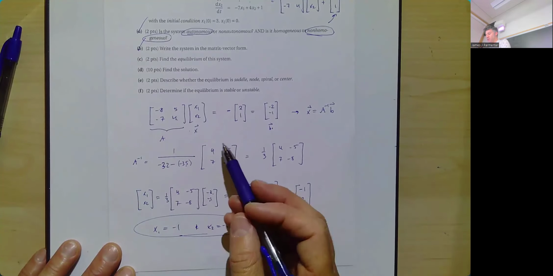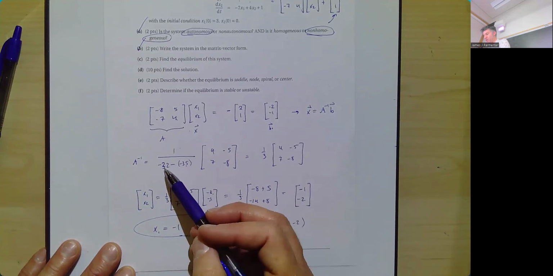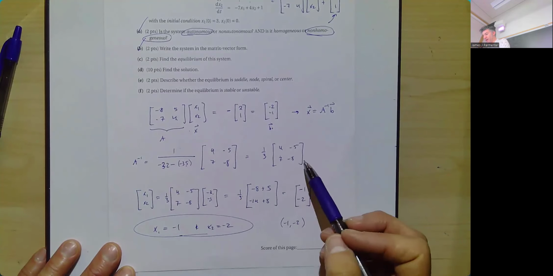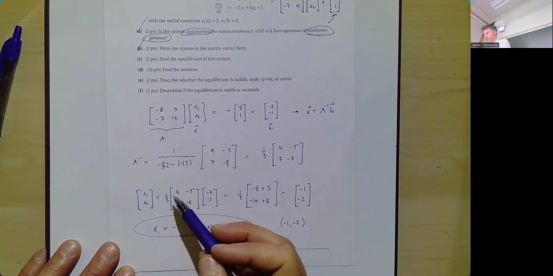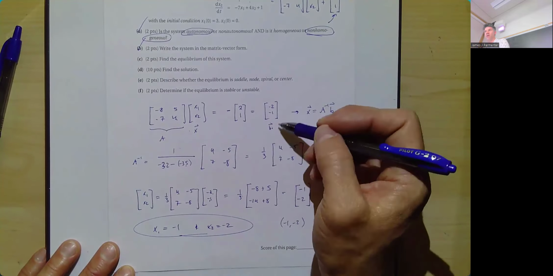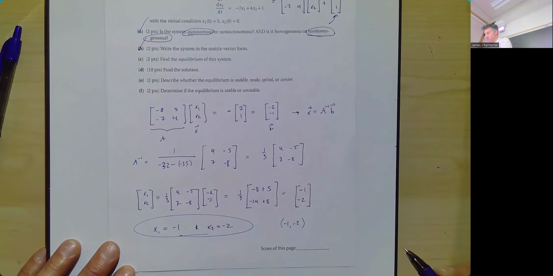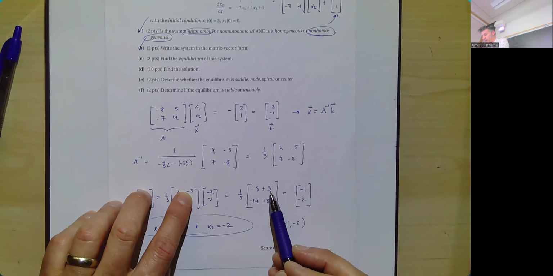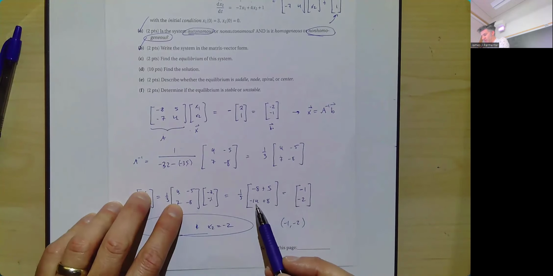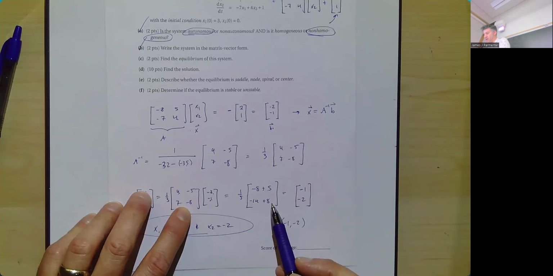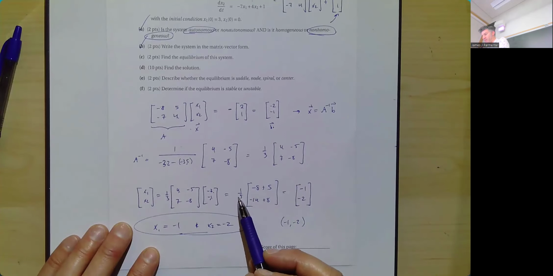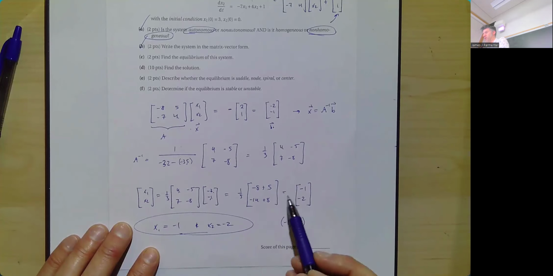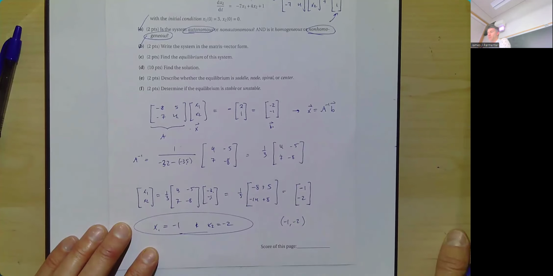And then you take that inverse, which I simplified as 1/3 times [4, -5; 7, -8], and you multiply it by this vector -2, -1. We multiplied it out: 4 times -2 plus -5 times -1, and 7 times -2 plus -8 times -1, and that ended up being 1/3 times -3, -6, which ended up being -1, -2.